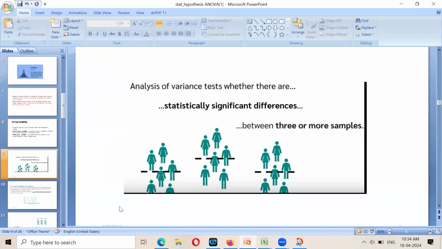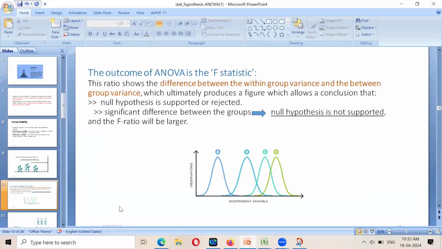If you look at the picture, analysis of variance tests whether there are statistically significant differences between three or more samples, right? Next, the outcome of ANOVA is the F statistic. It is also called the F test that we have seen. Why is it called the F stat? F is nothing but the ratio.